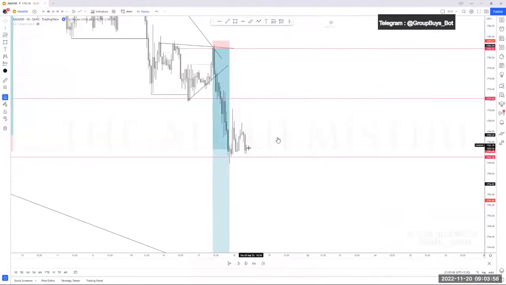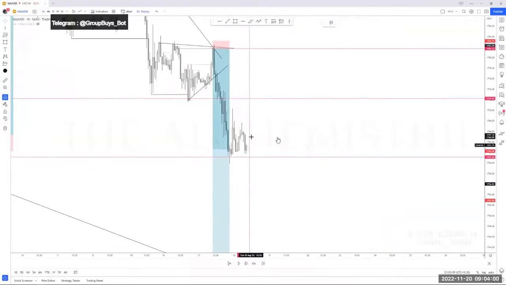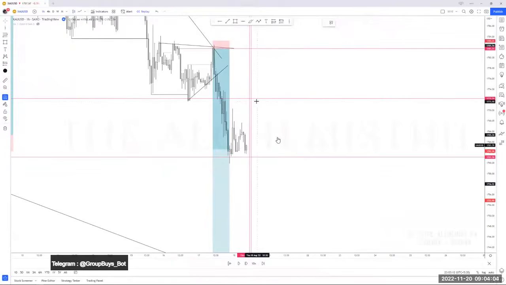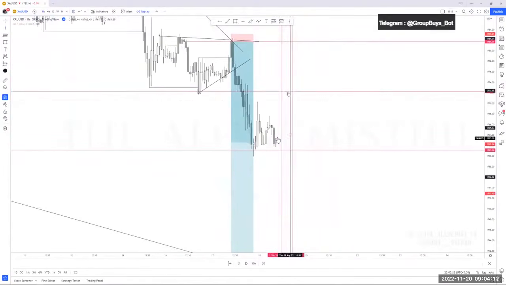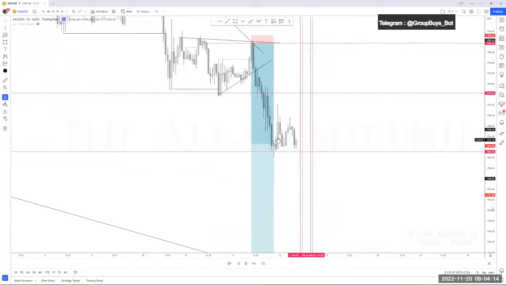London kill zone is at 11:30. London session is at 12:30. New York kill zone is at 4:30. New York session is at 5:30. So these will be the time zones where I look for entries, because at this time of the day is when the major moves actually happen, during the session opening.